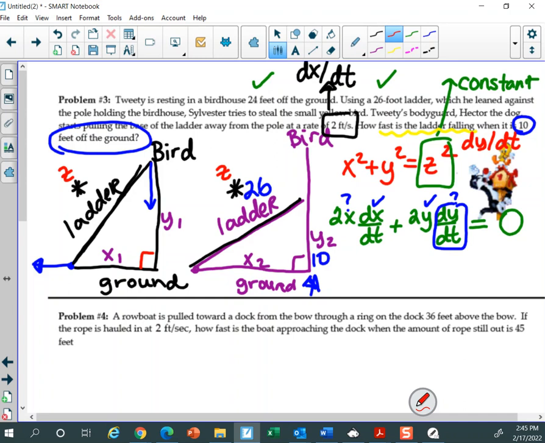So how are we going to get the other x? This is 26. This is 10. How are we going to get that x? We're going to use the Pythagorean theorem, yeah. And it's 24. I'm going to cut you to the chase. Okay, so this is 24.